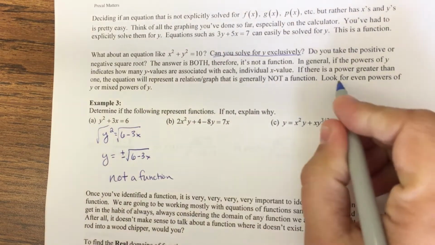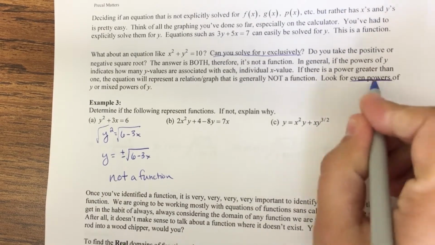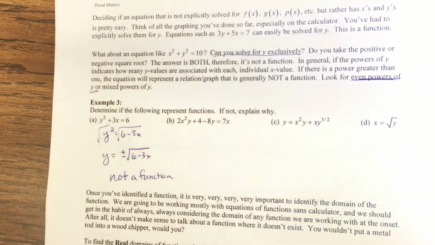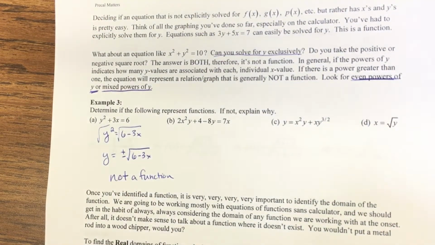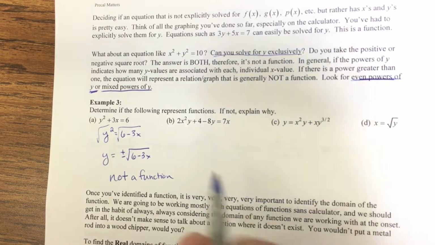Okay, and they set it up here a little bit better. Look for even powers of y. If you have an even power or a mixed power of y, right, so where y's are squared, or y's might be to some weird power, then you're not going to have a function. So just look for that.